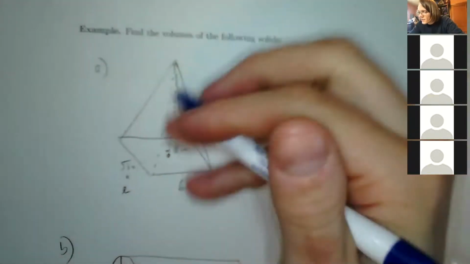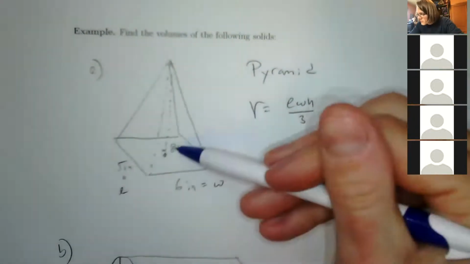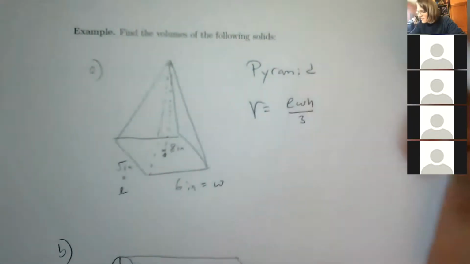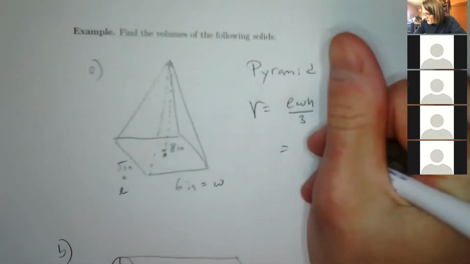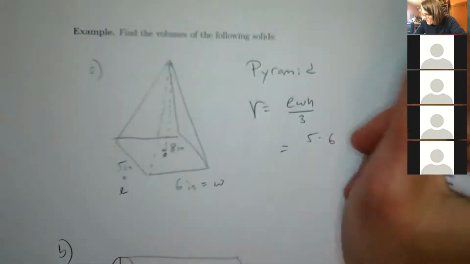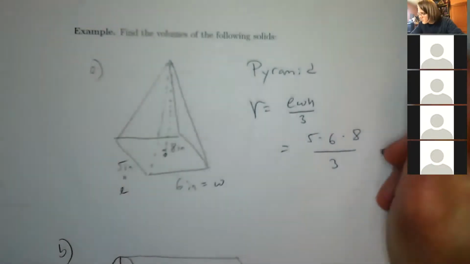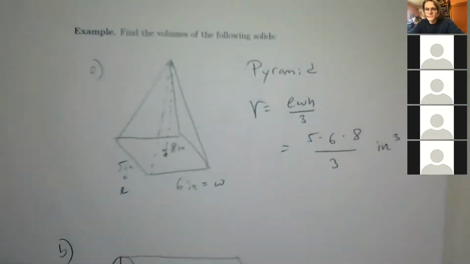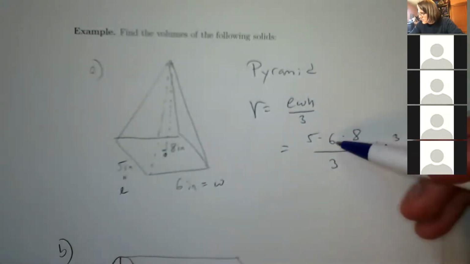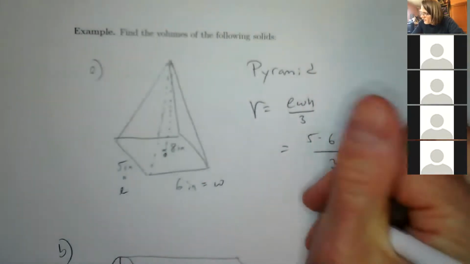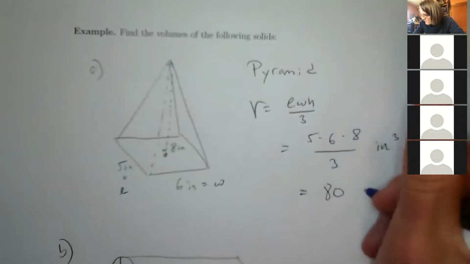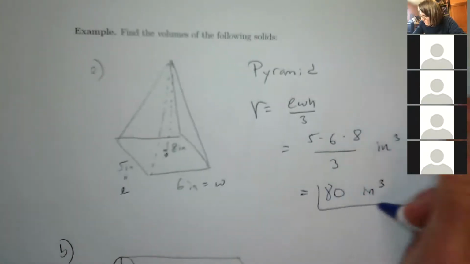And the height is literally how tall it is. And so here this pyramid is 8 inches tall, it looks like. So I get length 5 times 6 width times 8 height, all over 3. And this is inches cubed. So let's see, what is that? That's 2, 10, 80 inches cubed, I think.